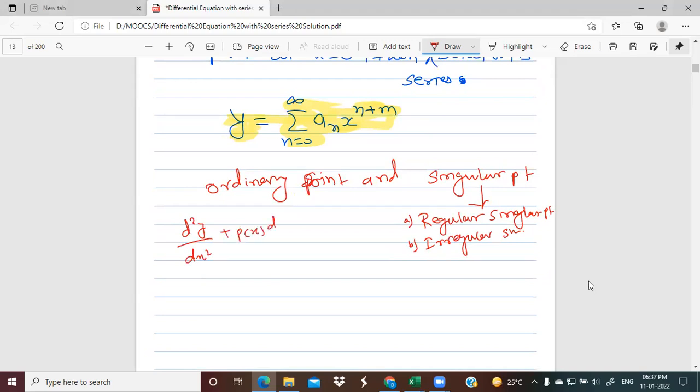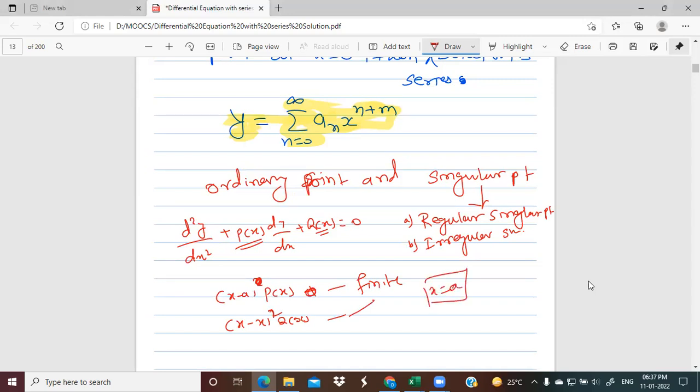p of x and q of x. Depending on this p and q, suppose x minus a whole square into p of x and x minus a whole square into q of x. If this is finite at that point, where x is equal to a, then we say that x equal to a is a regular singular point, otherwise irregular singular. In the other manner, this is an ordinary point.